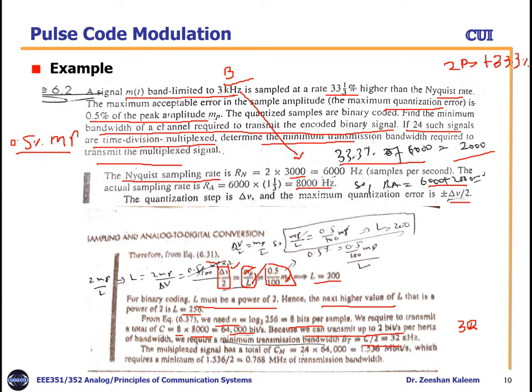If we time multiplex, we have 24 times 64,000 bits per second, because there are 24 channels and 64,000 bits per second per channel. So we have 1.536 megabits per second, which requires 1.536 over 2, or 0.768 megahertz of transmission bandwidth. So to transmit 24 such signals simultaneously using time multiplexing, we must have a 0.768 megahertz bandwidth.